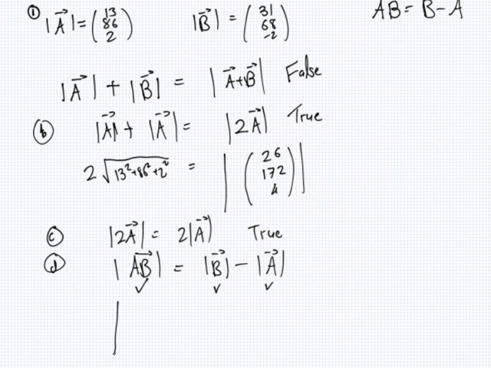Well, what do we think? Let's have a look at AB. So that's B minus A, so that's 31 minus 13. What's that, 18, is it? Yeah. And 68 minus 86, 18 again, is it? And minus 4? Minus 4, isn't it? Minus 2 minus 2, yeah. Is that the same thing as the length of B?